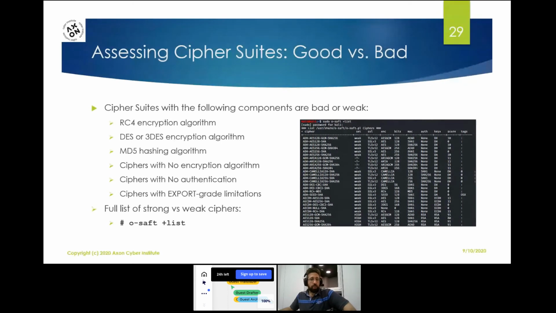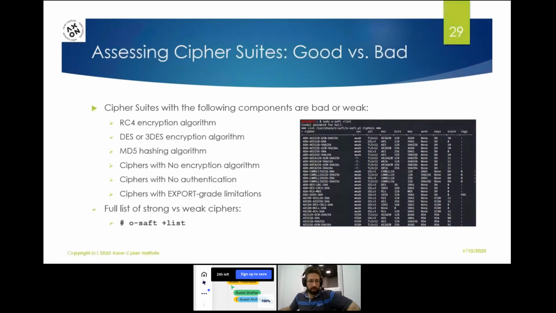Never accept any ciphers that have no encryption algorithm or no authentication. Some ciphers have null encryption or null key exchange or null authentication. Disregard them. Disregard every cipher that has export grade limitations, as I described. An export grade limitation has very weak key length, whether it's asymmetric encryption or symmetric cipher. Any cipher suite that has the word export in it means it is limited and should be disregarded.